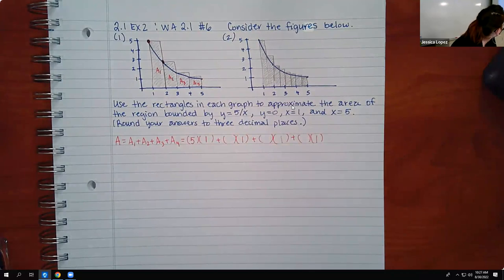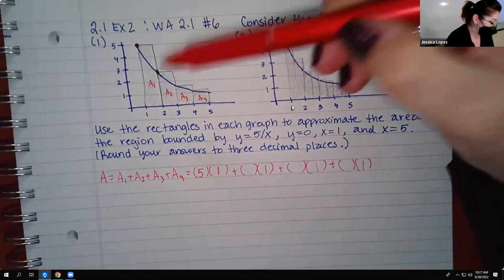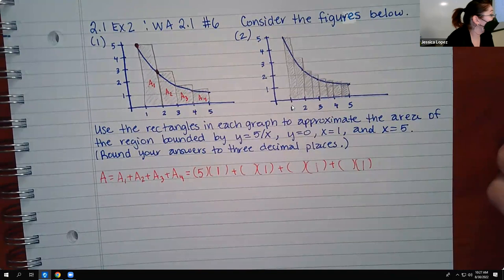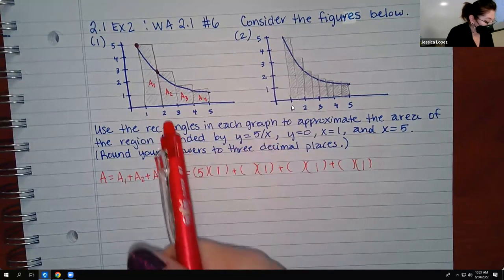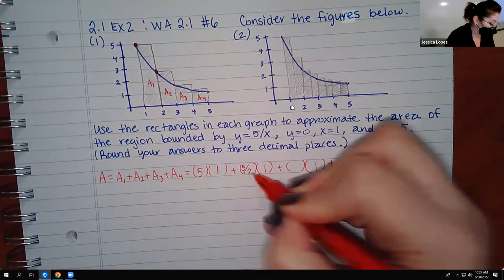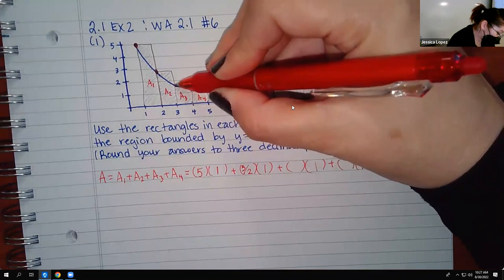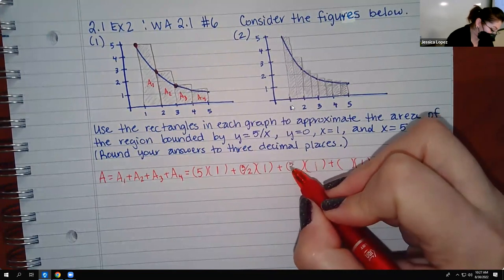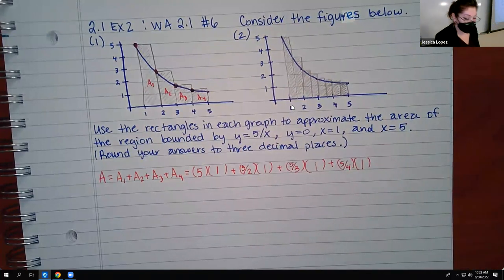So how do I figure out what that height is? Exactly, you're right. I need to figure out what this y is for that x, don't I? How do you suggest we do that? You got it. They gave us a formula, right? So they told me how to figure out the y if I know what x I'm talking about. So since I'm talking about 2, I'm going to write 5/2. Now, what about the next guy's height? It looks like it's touching the graph there. So what should I put for the height here? 5/3, good. And then finally, the last one, 5/4.